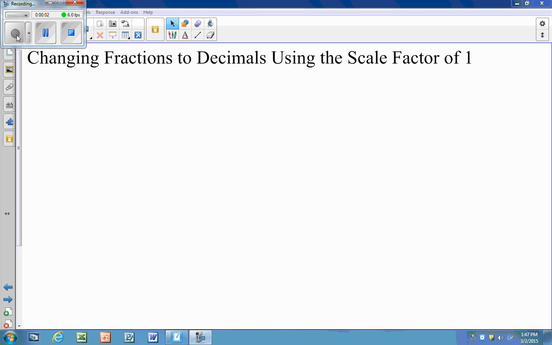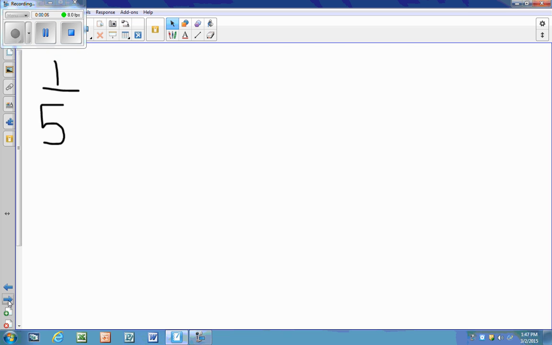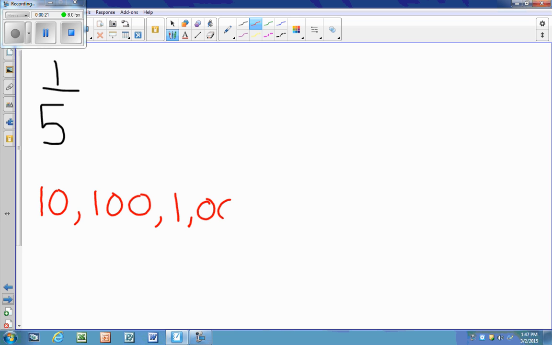This is Module 4, Lesson 12, Changing Fractions to Decimals using the scale factor of 1. So we're going to start with a fraction of 1/5, and we have to remember that in order to make a fraction into a decimal, we need the denominator to be 10, 100, or 1000. So in this case, we have 1/5, and we're going to ask ourselves, what can I change 1/5 to?